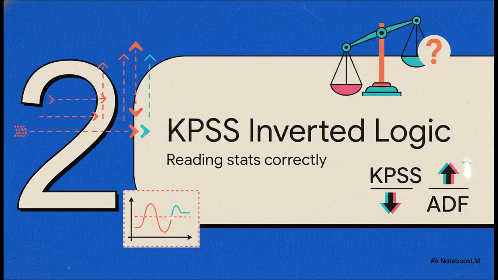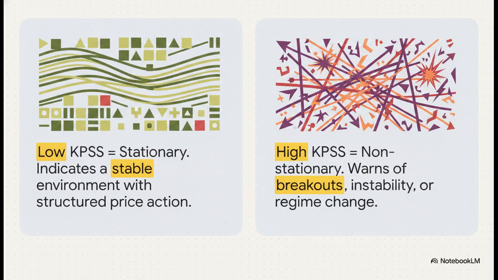Moving right along to Section 2, the KPSS inverted logic, basically how to actually read these statistics correctly. Now, you really got to pay close attention to the mechanics here because this indicator actually works backward compared to what you might normally expect. Since the null hypothesis assumes the series is stationary, a low KPSS value actually indicates a stable environment with nice structured price action. On the flip side, a high KPSS value is your warning sign. It warns of non-stationary behavior, think breakouts, instability, or a total regime change.